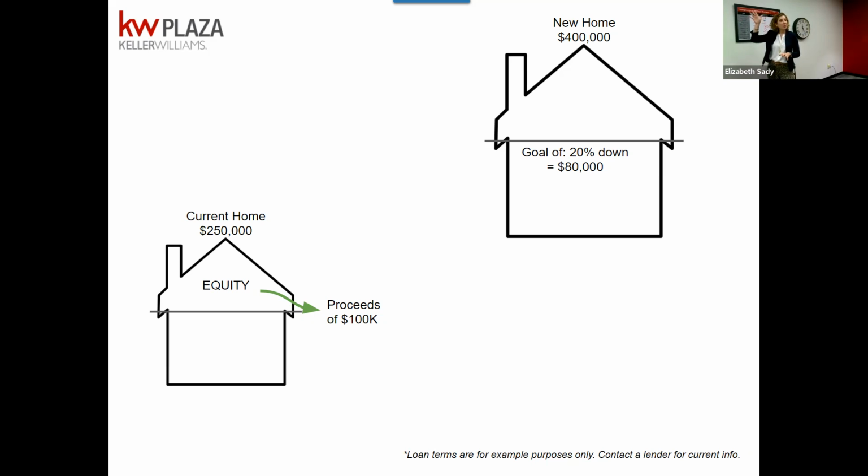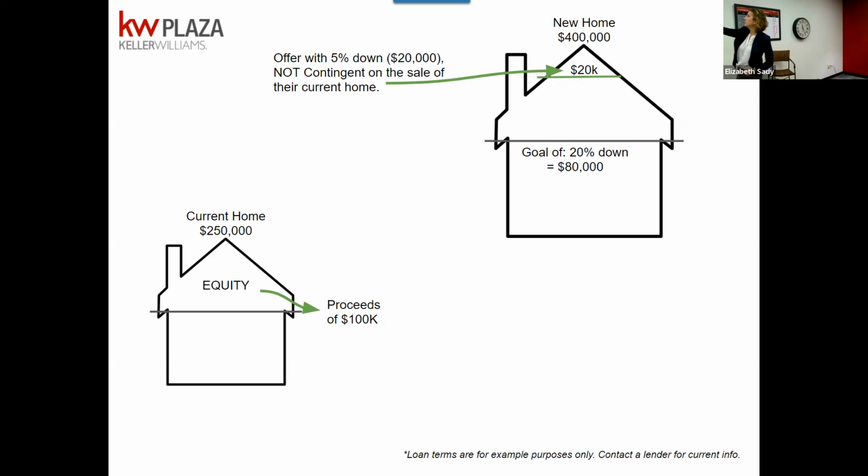Okay, so the goal is to be 20% down, so they're not making that mortgage insurance payment. We would say we've had a conversation and gone over their current home. I felt the value was 250, and I felt pretty comfortable that we would at least get 250 for it. After going through their proceeds worksheet, their proceeds would be 100,000. They want to use this 100,000 towards that 80,000, 20% down payment.